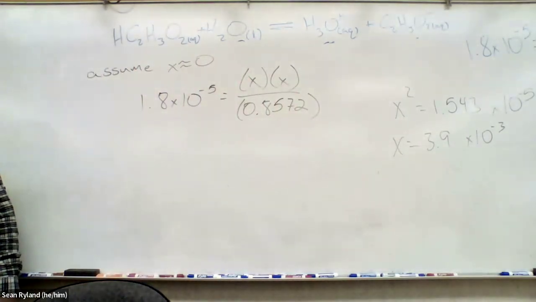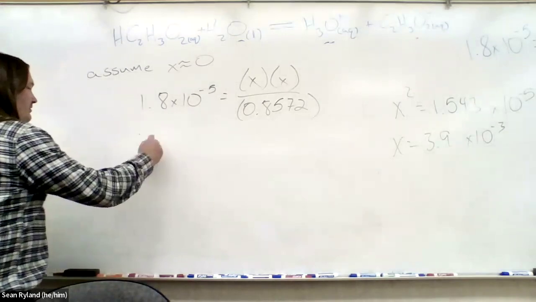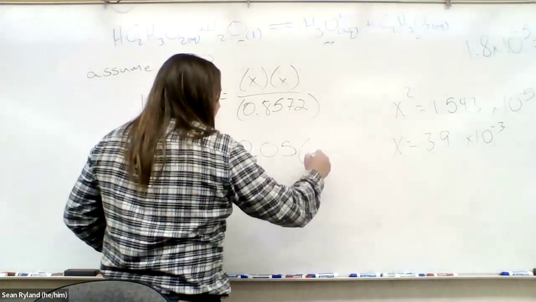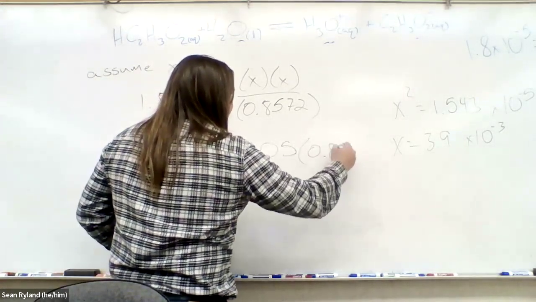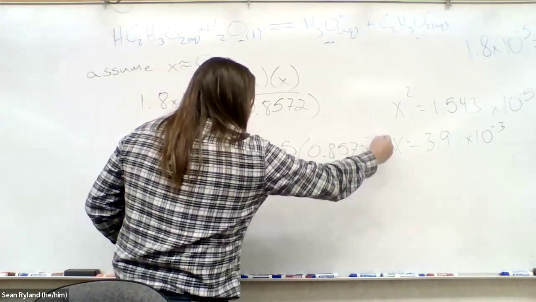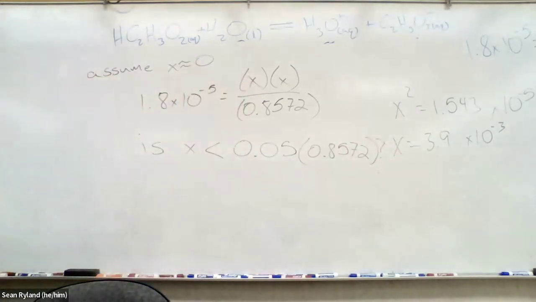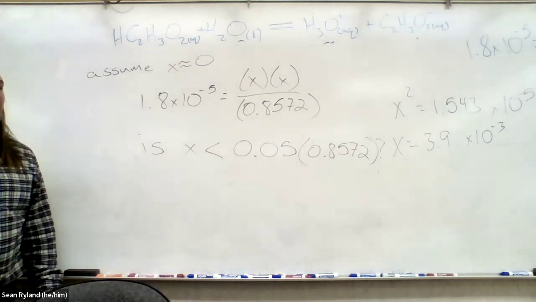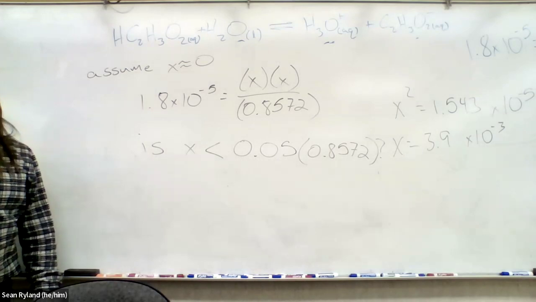So it's going to be close on this one, right? So is X less than 0.05 times 0.8572? It should be, but barely. Unless I slipped a decimal place. Might be, no, that's 0.5%. Yeah, so it's well under, right?